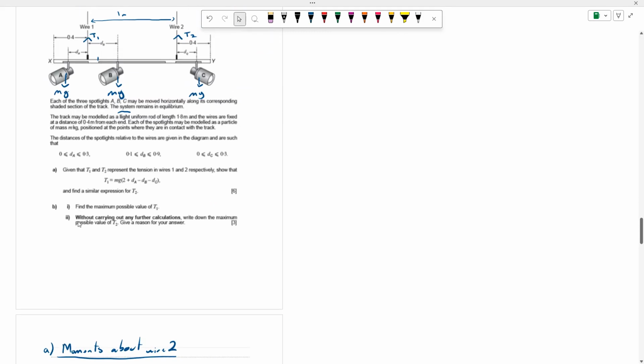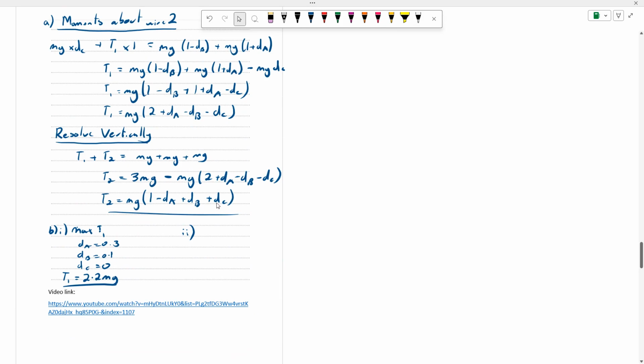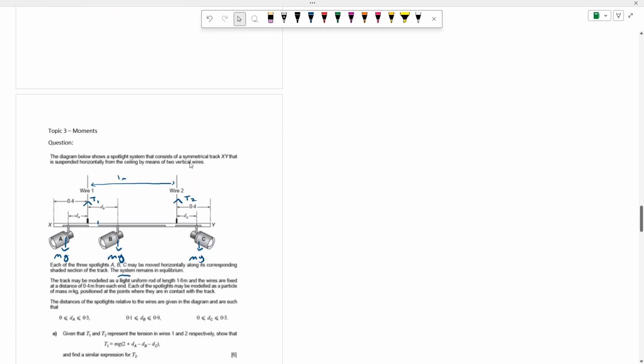Now for part 2, without carrying out any further calculations, so I'm not expecting to do it again, write the maximum possible value for T2, give a reason for your answer. Now obviously I could go through the same process and work it out, but it tells me not to do any calculations. Now it did tell me at the top that it's a symmetrical track.